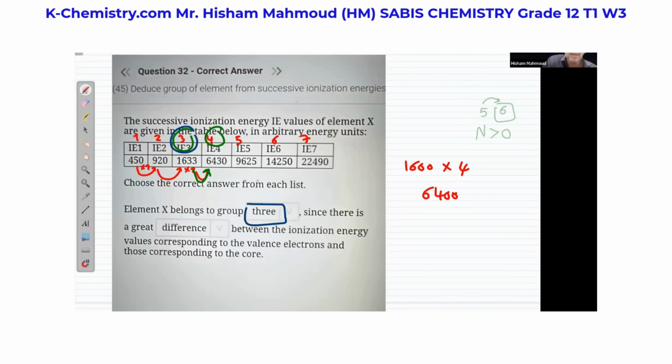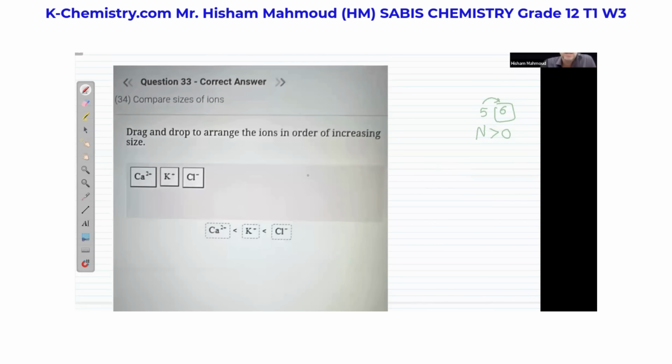If the biggest jump is between 6 and 7, take these two out and take the left number, so it will be group 6. So the answer method is to find the two groups between which there is the biggest jump, take the left one, and it will be your group. So there is a great difference between the ionization energy values corresponding to the valence electrons and those corresponding to the core.